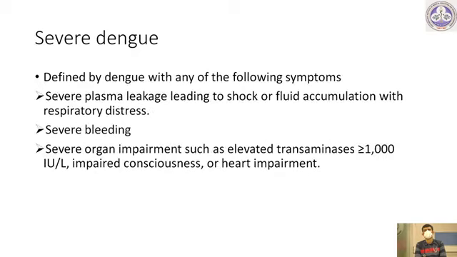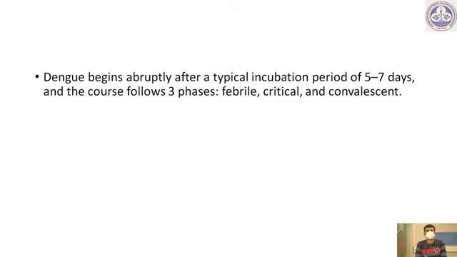It is defined by dengue with any of the following symptoms. So we have 3 major symptoms: severe plasma leakage, severe bleeding, and severe organ impairment. Plasma leakage has to be severe, leading to shock or fluid accumulation with respiratory distress. Organ impairment may be manifested as acute liver injury with transaminitis, with the AST or ALT being more than 1000 international units per liter. There may be impaired consciousness, or there may be myocarditis or heart impairment also.